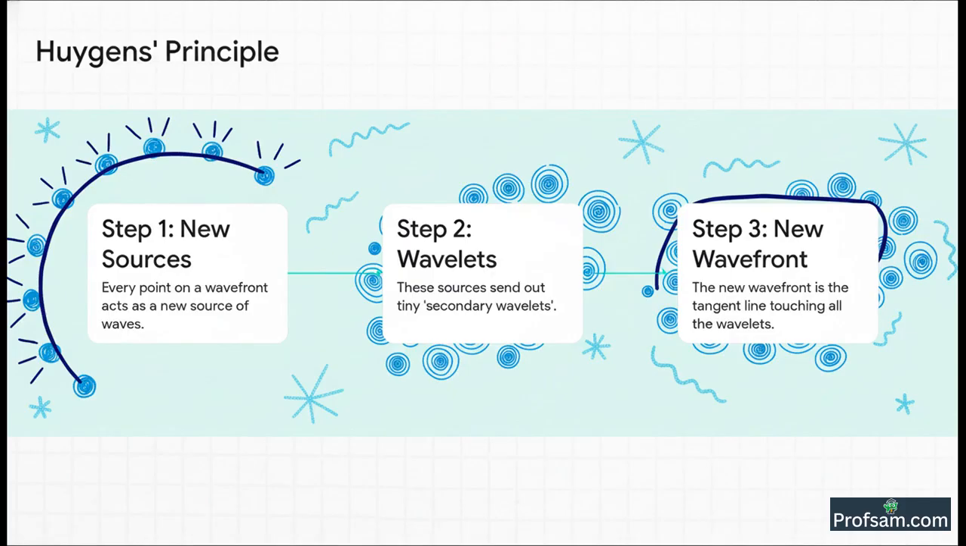Okay, now for our superpower for this chapter, Huygens Principle. It sounds fancy, but it's brilliantly simple. There are just 3 steps. Step 1, listen carefully. Every single point on a wavefront behaves like a tiny new source of waves. Step 2, these new sources send out their own little waves, which we call secondary wavelets. And finally, step 3, this is the magic part. The new wavefront, just a moment later, is just the line you can draw that perfectly touches the edge of all these little wavelets. That's it. This is the key to everything.